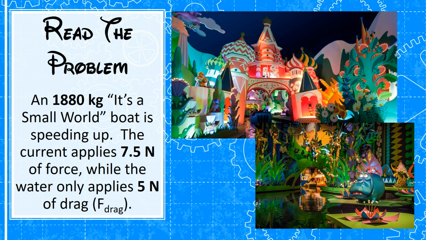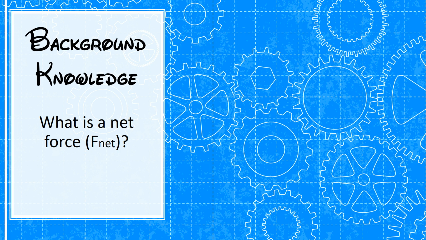Let's look at what happens when the forces become unbalanced. We have the same boat because we have the same mass. But now the current is applying 7.5 newtons forward while there's only 5 newtons of drag pulling back on the boat. Let's analyze what we know about the net force to understand acceleration.